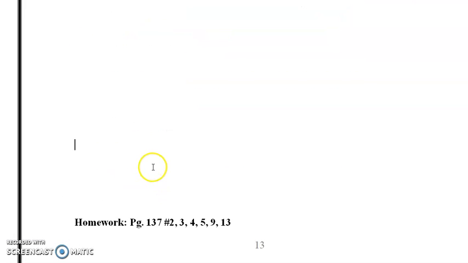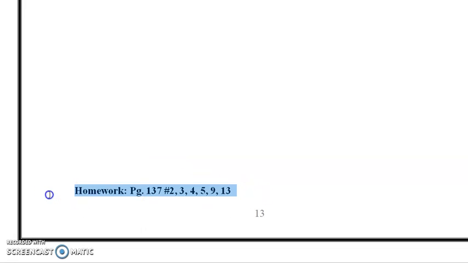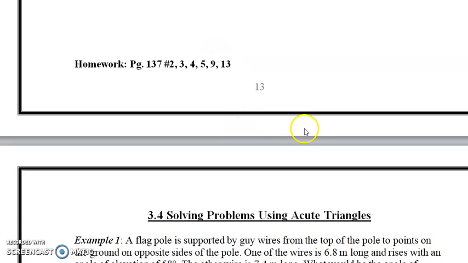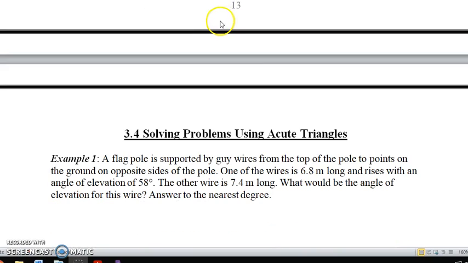And that's it. So we're going to work on these questions here, page 137, number 2, 3, 4, 5, 9, and 13 for applying the cosine law. In the next video, we'll finish off the chapter, when we look at solving problems using acute triangles.